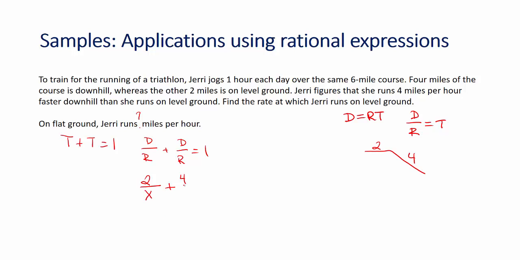So for the other 4 miles, she went downhill. And she runs faster going downhill by 4 miles per hour. So we're going to add 4 miles to her x. And this is all equal to 1. So that is the setup for this type of application. Now from here, we need to simplify and solve.